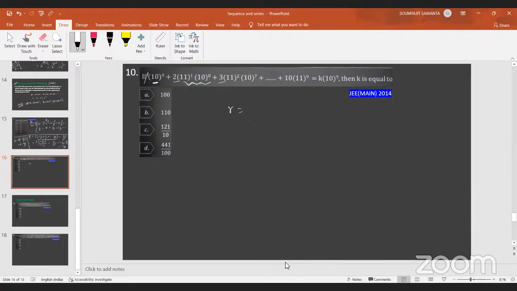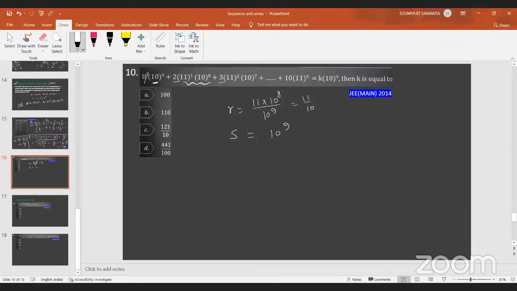Take the GP terms and divide the second term by the first term. What is the second term of the GP? This is 11 into 10 to the power 8. And the first term of the GP is 10 to the power 9. So this is becoming 11 by 10. What do we need to do in the next step?